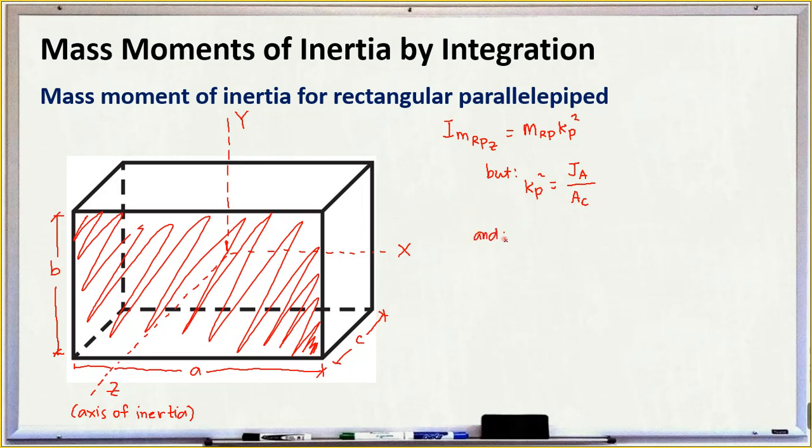And we all know the polar moment of inertia of the cross-sectional area of this rectangular parallelepiped, so this is a rectangle with a height of b and a width of a. This is our axis, remember. Therefore, the polar moment of inertia is just the sum of the moment of inertia along x plus the moment of inertia along y.